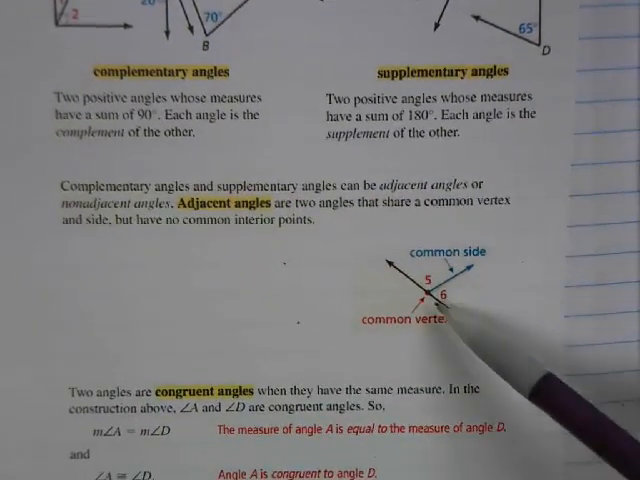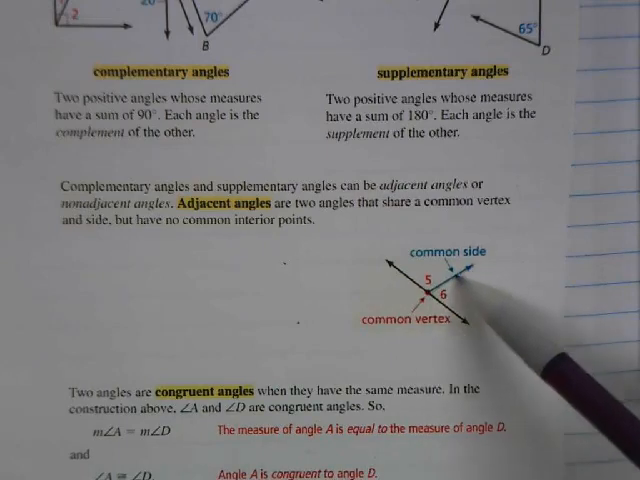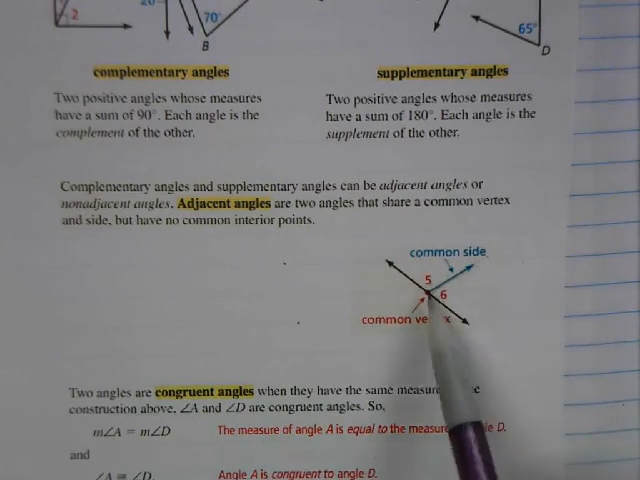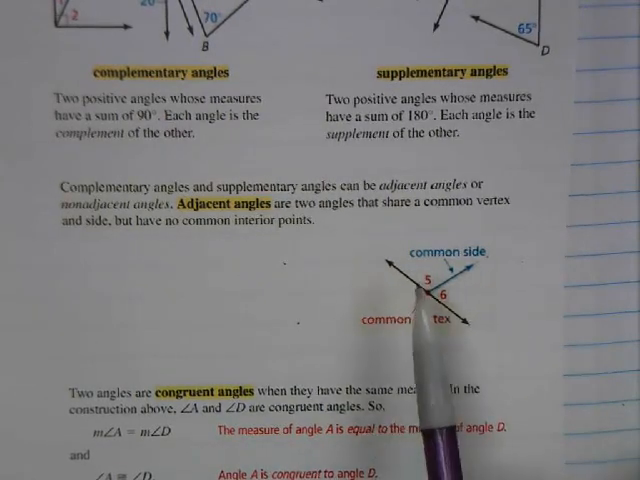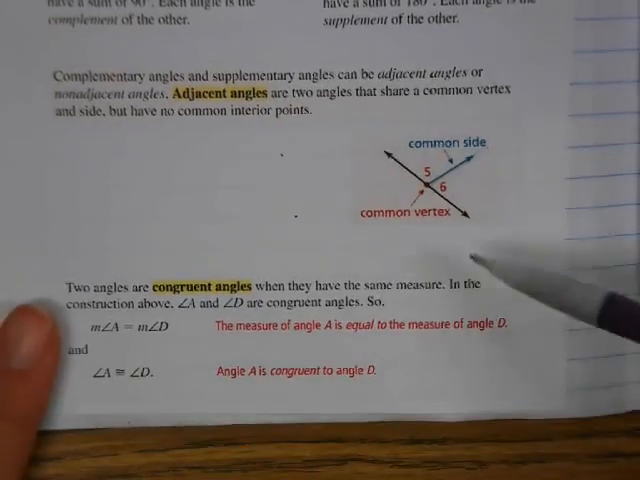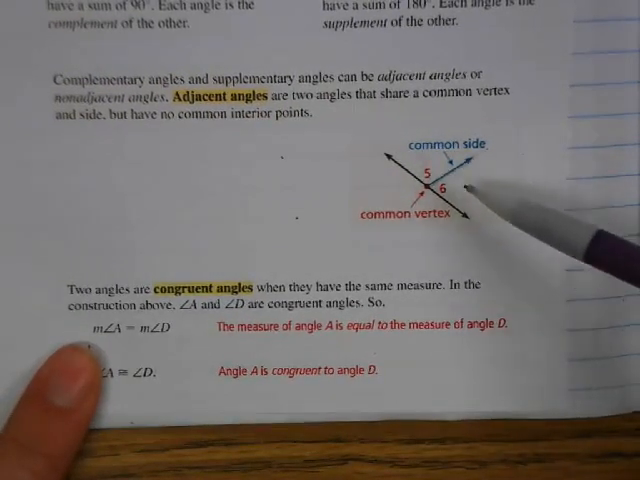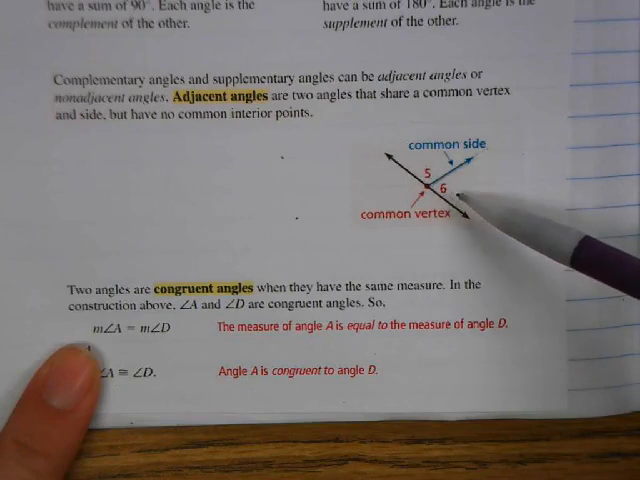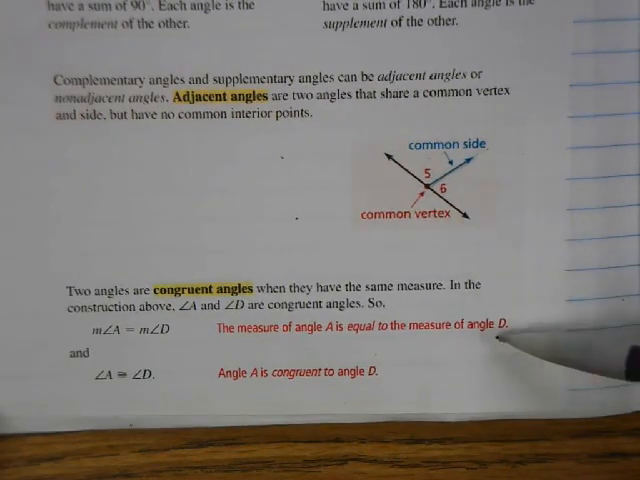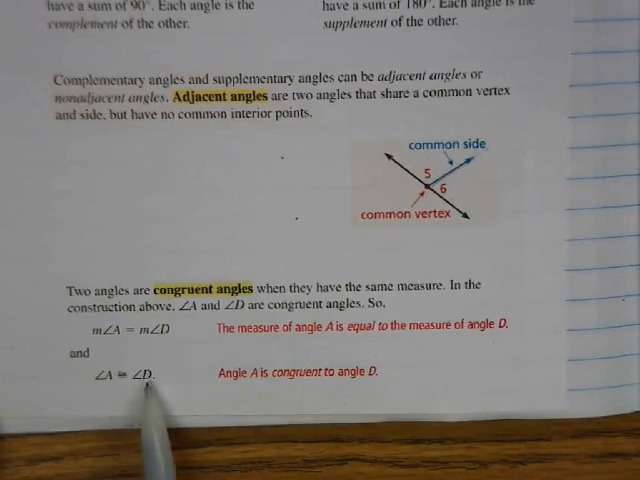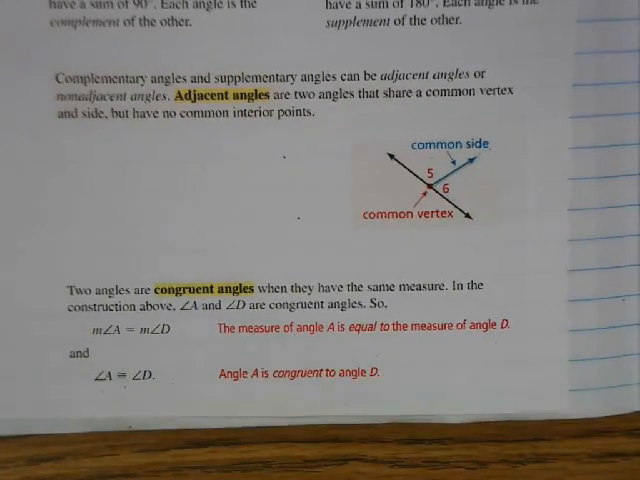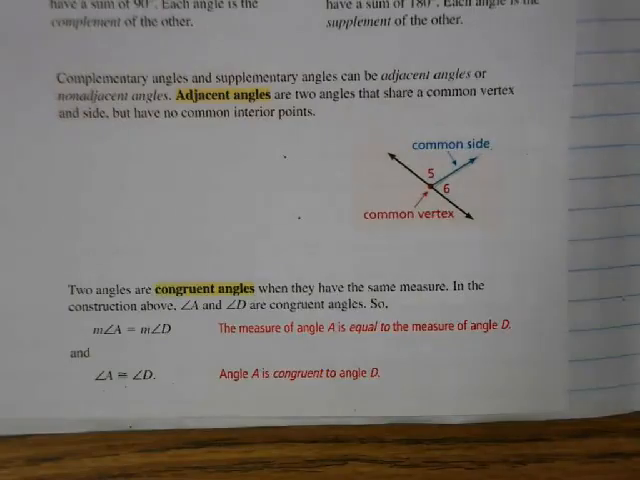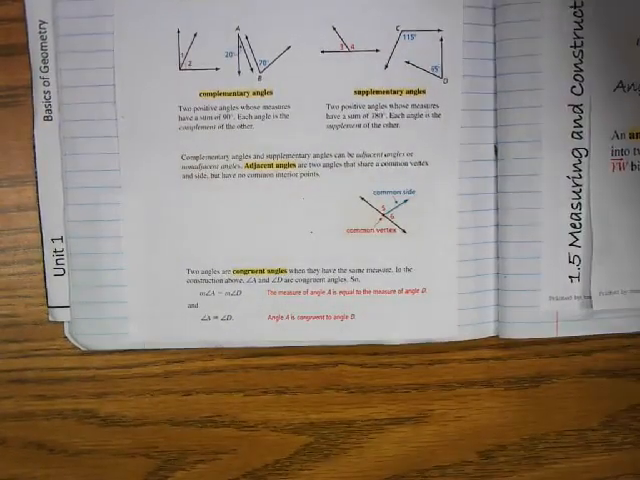Adjacent angles, you need to know adjacent angles share a common side. They'll also have a common vertex, but they're not going to have any common interior points. So angle 5 and 6 in this diagram is an example of adjacent angles. And then congruent, make sure you are familiar with the congruent symbol and understand if 2 angles are congruent, then they have the same angle measure. So again, you're going to be applying all of these definitions in section 1.5.